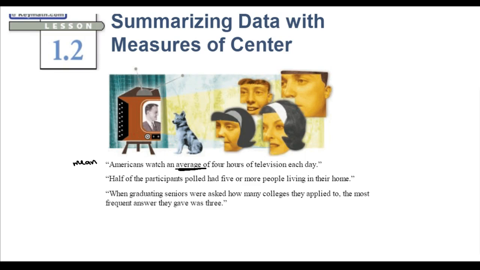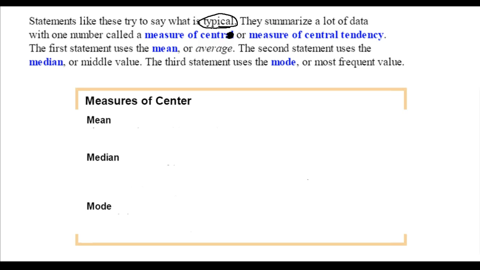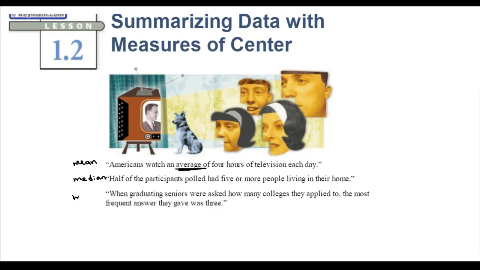Let's look at this one. So this one was the median. It says half of the participants polled had 5 or more people living in their home. That means half. All right, so that's the middle number, half of them. Okay, and then we have the last statement. The third statement uses the mode or most frequent value. So this one is the mode, and it says when graduating, seniors were asked how many colleges they applied to. The most. That's a really good way of knowing that it's the mode. Using the word most, frequent answer they gave was 3.